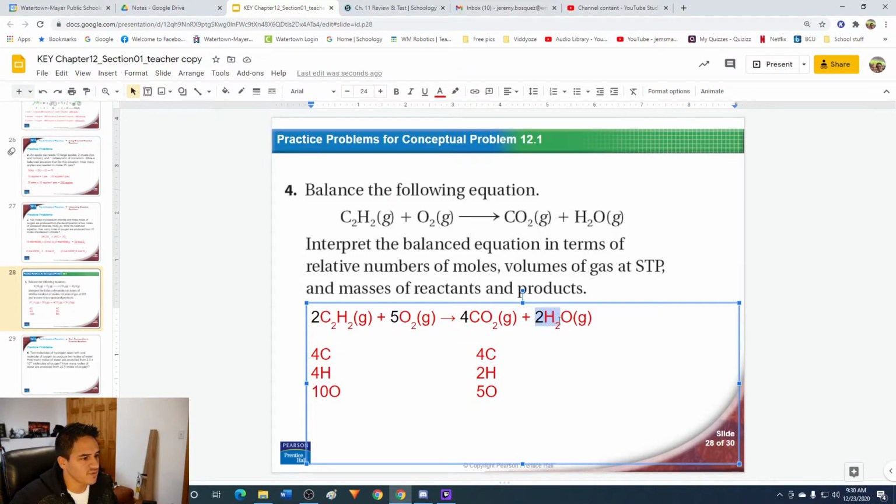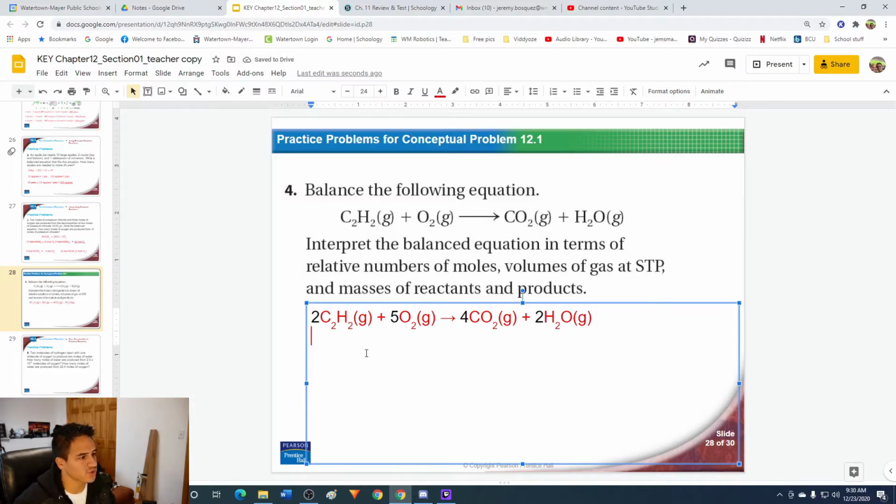Hydrogen-wise, we have 2 times 2, so that's 4 hydrogens. So that's balanced right there. And then for oxygen, we have 4 times 2. That's 8 oxygens right there. And then 2 times 1, that's 2 oxygens. So we have 8 oxygens here, plus 2 oxygens there. 8 plus 2, that's a total of 10. And there we go. Everything is balanced. So here is our balanced equation.